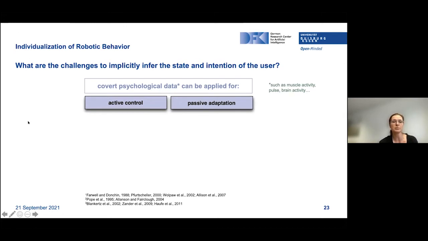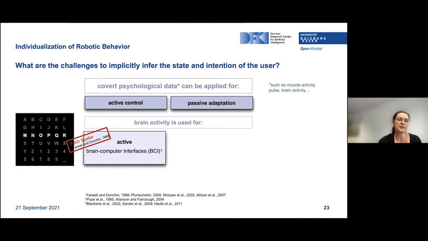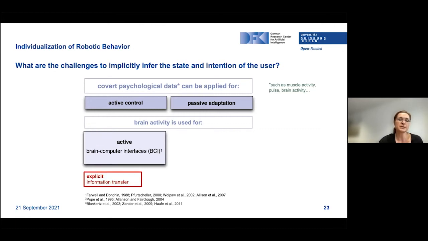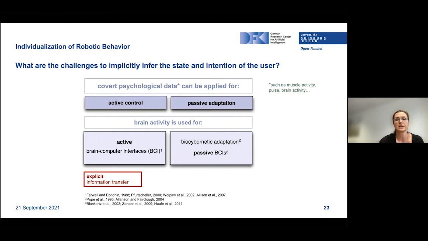It's not important for all approaches, and that's why I want to give this little overview here as well. There are two ways to use covert physiological data, which EEG is. One is for active control, the other is for passive adaptation. If you use brain activity for active control, this could be the speller, the example that I gave you before, right? We want to see what the O is. And this is an explicit information transfer. So we really have to concentrate on that, and we can explicitly transfer the information that we want to choose the O, right?